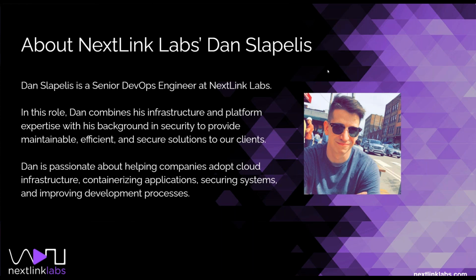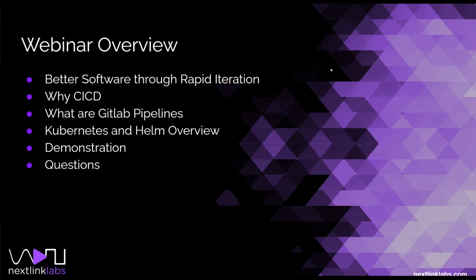Yeah, thanks, Dan. Thanks for that intro. So just a quick overview of what this webinar is going to look like. We're going to talk a little bit about writing better software, what good software is, and how we go about writing it. We're going to talk about CI/CD, why you should use it, and specifically GitLab's offering around CI/CD. We're also going to talk about Kubernetes and Helm, just a little bit of a high-level overview for those that aren't familiar. And we will end with a demonstration of how to utilize GitLab and Helm to actually deploy an application onto a Kubernetes cluster. And then finally, we will wrap up with some questions.